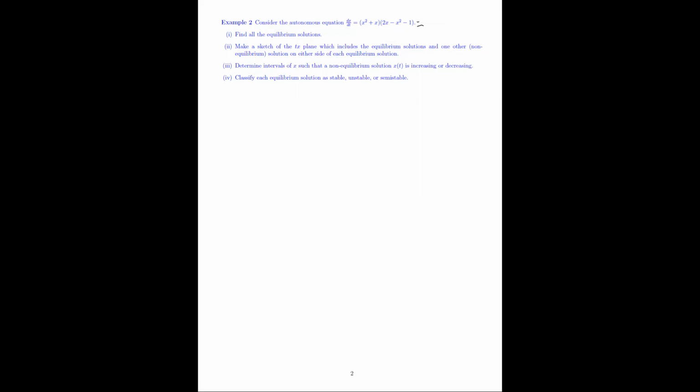So first, to do that, we want to factor this dx/dt. And so what is this equal to? Turns out this is equal to negative x times x plus 1 times x minus 1 squared. Again, we're just factoring. Well, we can answer part 1 already now, finding all equilibrium solutions. That is x equals 0, x equals negative 1, and x equals positive 1.